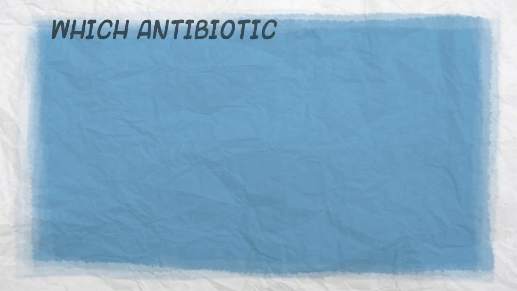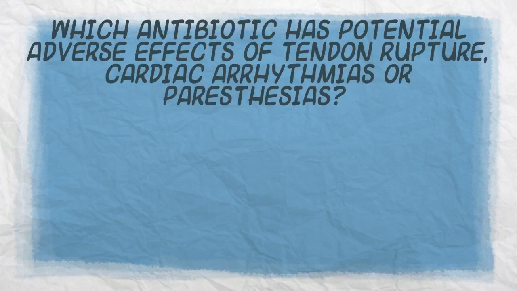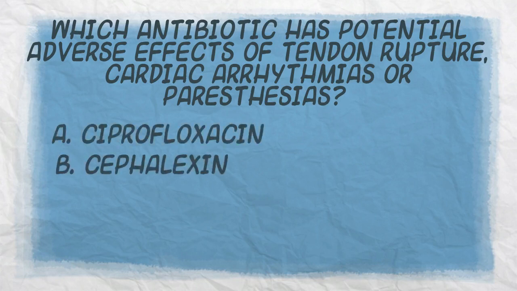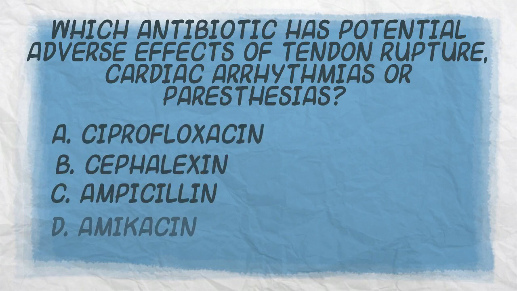Which antibiotic has potential adverse effects of tendon rupture, cardiac arrhythmias, or paresthesias? Ciprofloxacin, cephalexin, ampicillin, or amikacin?